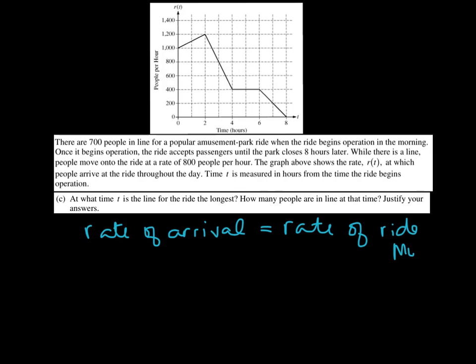That we want to find the time or times for which the rate of arrival is equal to the rate of ride movement, maybe? I don't know what to call it, but that's the people getting on the ride. So when is the rate of arrival equal to the rate of ride movement? Well, I know the rate of ride movement, it says, is constant, 800 people per hour. So when is R of T equal to 800? And so if I look here, R of T is equal to 800 only at T equals 3 hours.